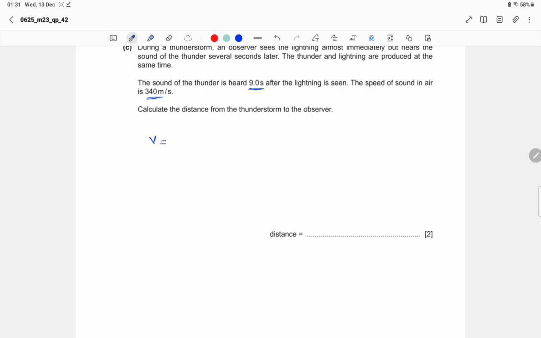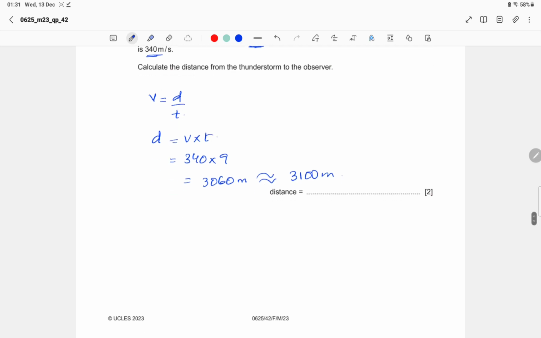So v equals distance divided by time, speed. Simple as this, distance is v times t. So v is 340 times 9, which is going to be 3060 meters. So for two significant figures, we can write it down as 3100 meters.